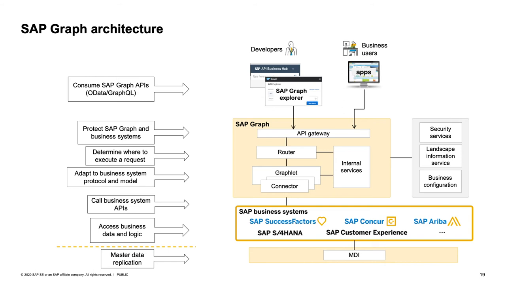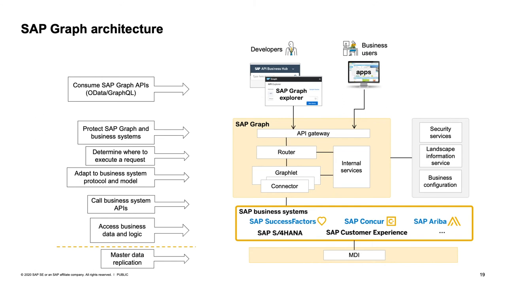And another thing you would have noticed is that there is no persistence mentioned in the picture, persistence on the SAP Graph layer, because SAP Graph doesn't persist this data. Every time the user calls this API, we always go to the specific tenant of the business system and get the data from that tenant. We never persist any data. At least that is in our current plans, to not persist any data.